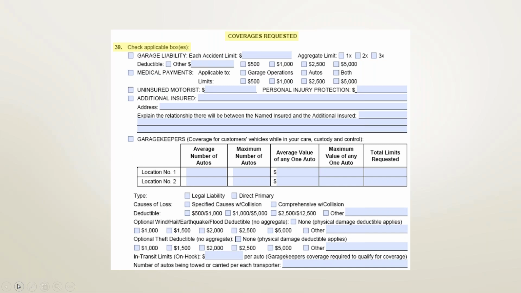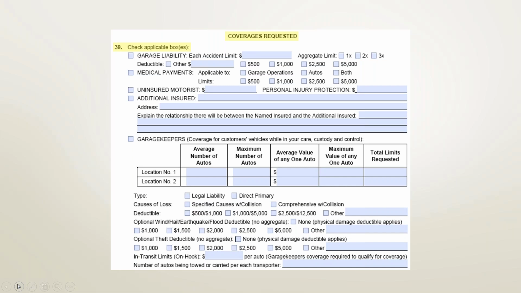All of these other coverages, I like to say it's a la carte. So all the other coverages can be added on separately. Your medical payments that are at the garage location, auto med pay, uninsured motorist coverage, personal injury protection. This one is not available in all states. And then you have your additional insured that can be added here.